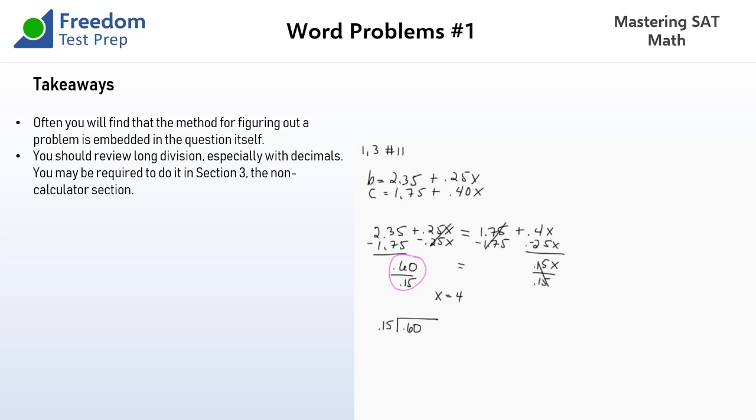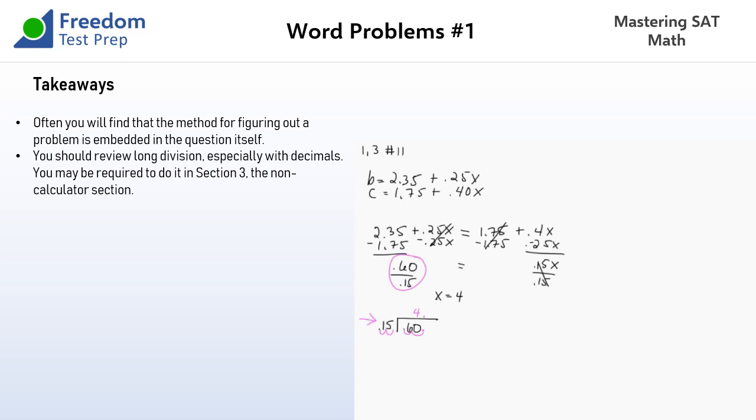I'll use a different color. You go 1, 2. So now the decimal point's after the 15. It's just a regular 15 instead of a 0.15. So you're moving that decimal 2 places, so you have to move it 2 places on the inside, and your decimal point goes here. And now you just have 15 into 60, which is 4. Okay, so really the big takeaway, I think, in this word problem is this. So know your long division with decimals.